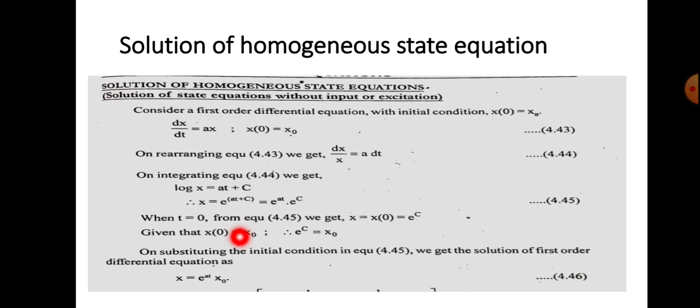So x of 0 equal to x0, that is obtained in the initial case. So x0 will be equal to e raised to c. We can substitute this in the equation for the solution. We have x equal to e raised to at into e raised to c. Now we obtained e raised to c equal to x0. So we will get x equal to e raised to at into x0. This is the solution of the first order differential equation with zero input. So x equal to e raised to at into x0.